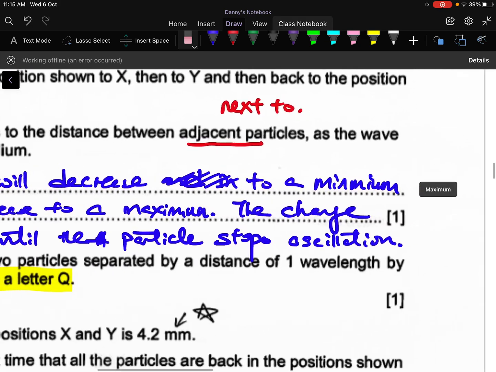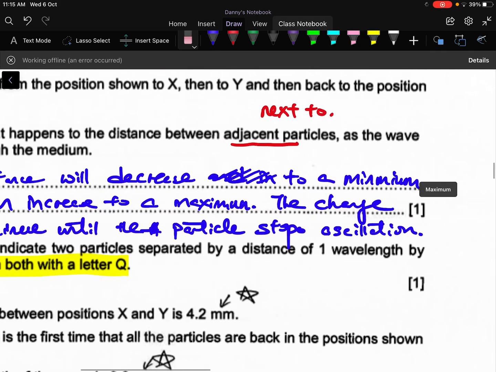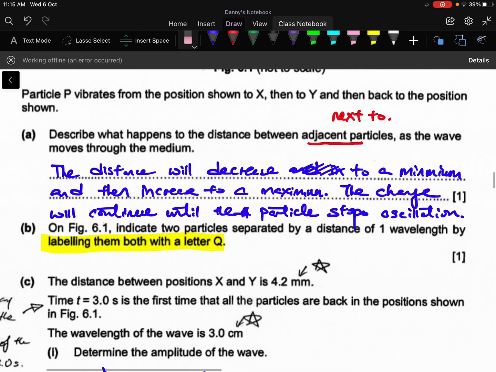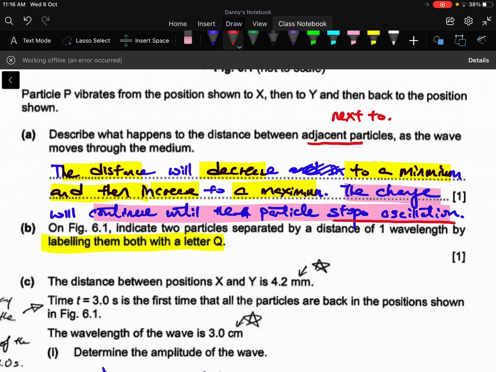So just give a general statement. It is 2 lines and 1 mark, so don't give a too complicated or too detailed description. Just give a very simple one. Here I say that this distance will drop to a minimum, and then it will increase to a maximum. I don't even bother to state the values. I will say that this change will continue until the particles stop oscillating. Why do I put this line in? Because I want to find an opportunity to define it as an oscillation. I'm not sure whether the pink part is absolutely necessary, but I think that the 1 mark is mainly for the yellow part.